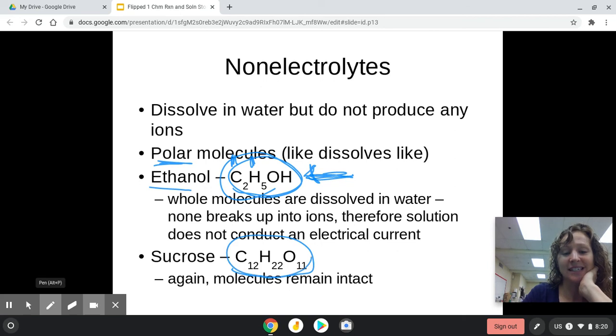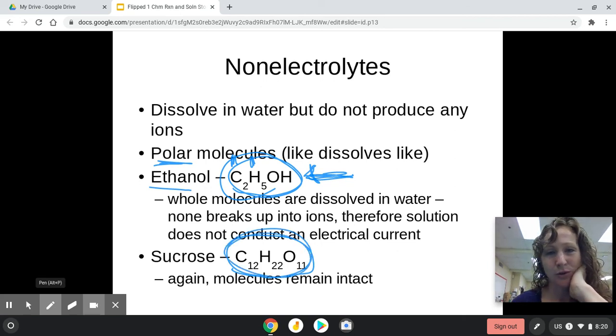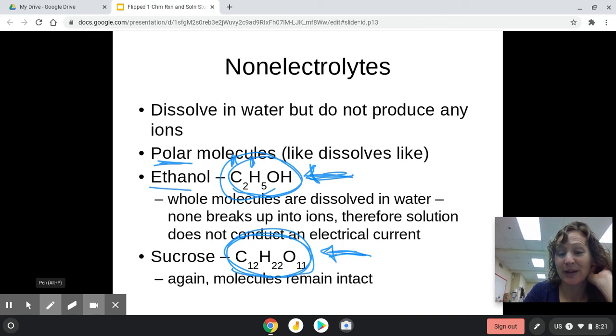The oses are the same: sucrose, glucose, fructose, all of those, the sugars, similar. Notice they're organic molecules too, right? Carbons and hydrogens make up the majority of these, and sugar dissolves very well into water, but it dissolves into molecules and it doesn't break up into ions, and therefore it's not going to be able to carry a current. So these are probably our most common examples that we're going to run into of non-electrolytes.